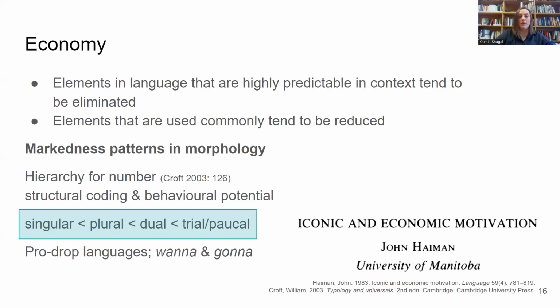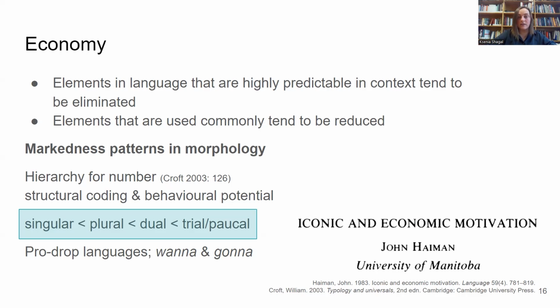And some other phenomena that have been explained by economy are pro-drop languages. So basically, languages that do not use pronominal subjects because they have verbal inflection, for instance. This is what Spanish or Finnish do. In English, you cannot omit the subject I, or any other subject. But in some other languages, you can, again because this is expressed elsewhere. So this is redundant, and the language simply decides to leave it out.